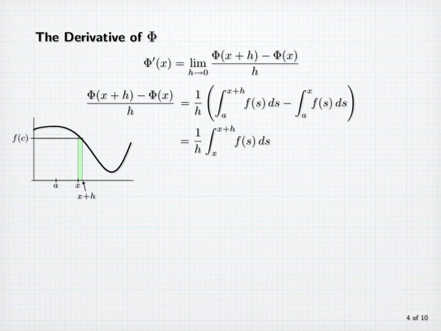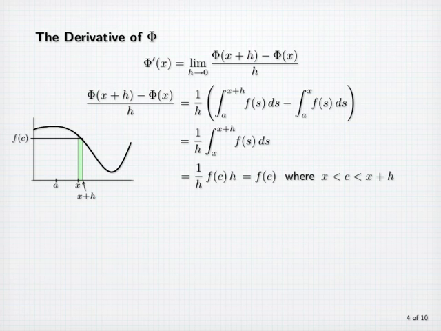The integral from x to x plus h of f of s ds is equal to some value of the function f of c, where c is between x and x plus h, times the width of that interval, which is h. So we have 1 over h times f of c times h, or f of c, where c is some number between x and x plus h.